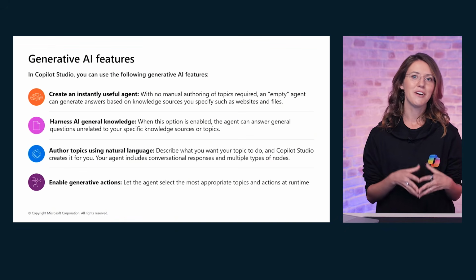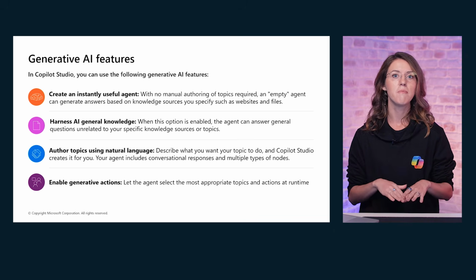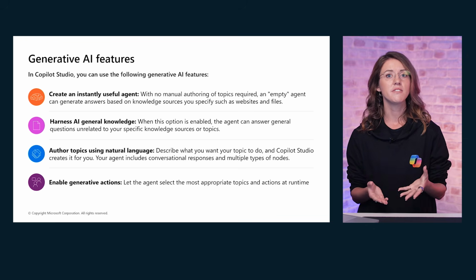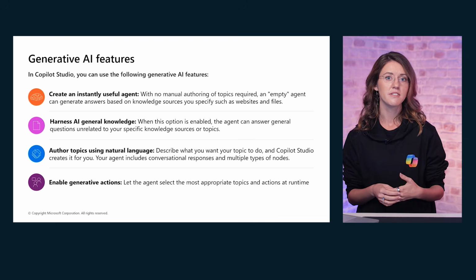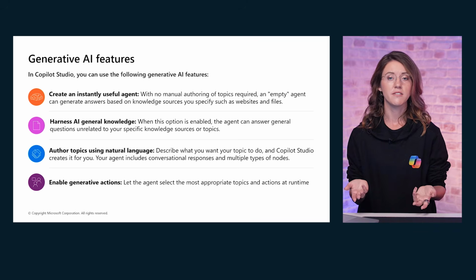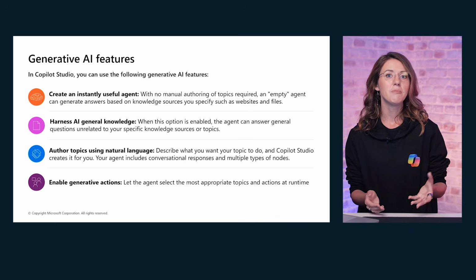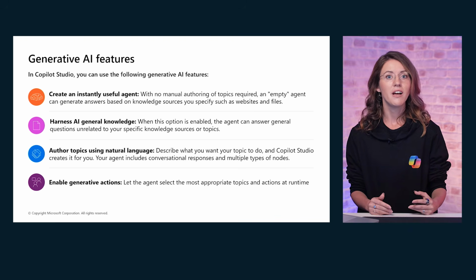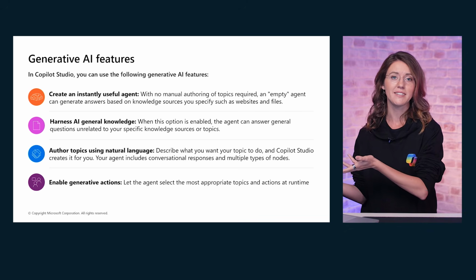Copilot Studio's generative AI features allow you to retrieve and create content with minimal manual effort. You can start with an empty agent and let it generate answers based on knowledge sources like websites or files. No need to author topics manually. You can also enable AI general knowledge, allowing your agent to answer broader questions beyond your specific data.